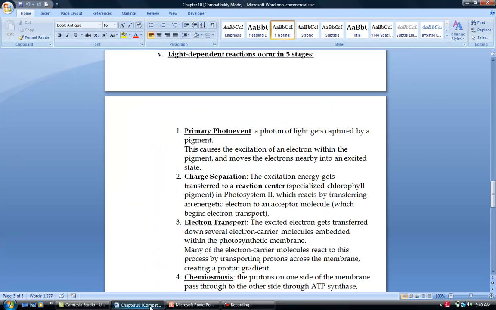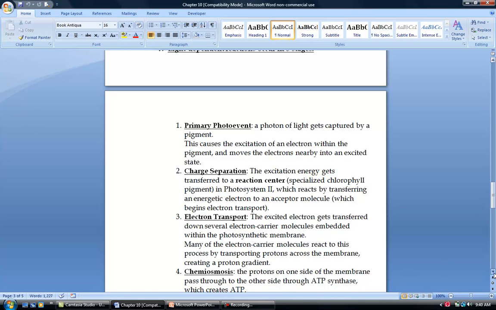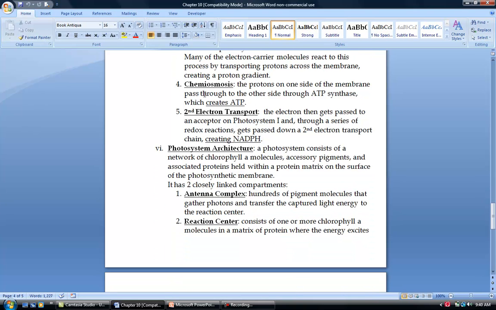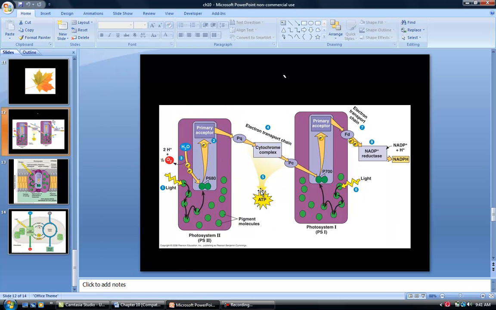So if we look back here, we've got our electron transport chain happening. The excited electrons are going to go through the electron carrier molecules, and that's going to create that proton gradient, which is those H pluses building up on one side of the membrane. Then the next part is called chemiosmosis, just like it was in cell respiration. So those protons are going to go through the ATP synthase, and that's going to make ATP. Okay, so you can see here we've made ATP. Now that's going to be the 4th stage.